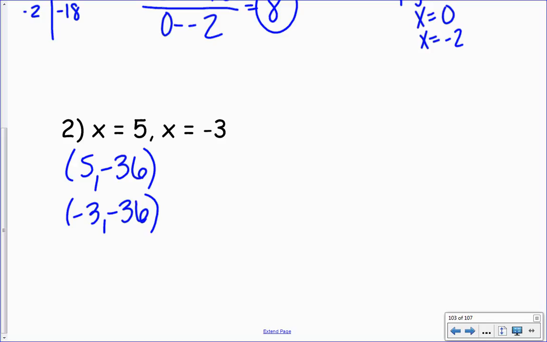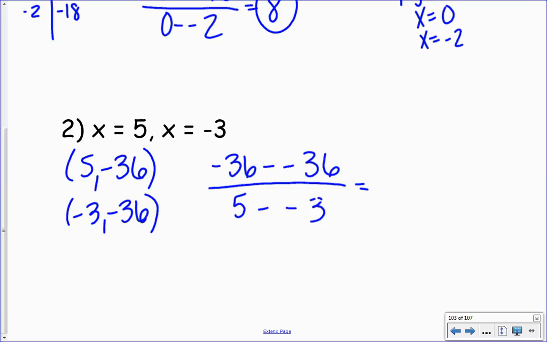So I'm going to have negative 36 on top minus negative 36 over 5 minus negative 3. When I type that into my calculator, I get a rate of change of 0. And remember, when you're typing it in, this first one is a minus sign. This one is a negative sign. Remember, that calculator is not going to recognize the difference between the two.